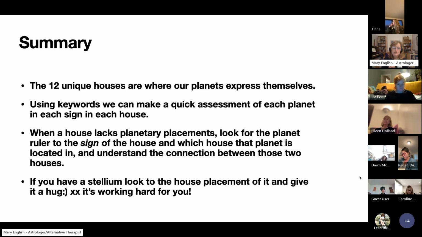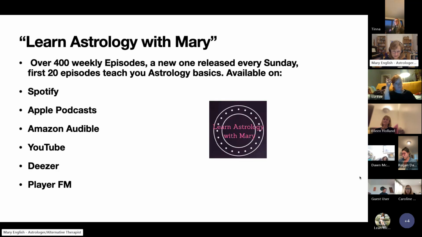Summary. The 12 unique houses are where our planets express themselves. Using keywords, we can make a quick assessment of each planet in each sign in each house. When a house lacks planetary placements, look for the planet ruler to the sign of the house and which house that planet is located in, and understand the connection between those 2 houses. If you've got a stellium, look to the house placement of it and give it a hug. It's working hard for you.